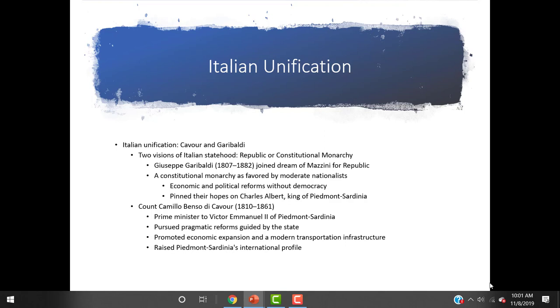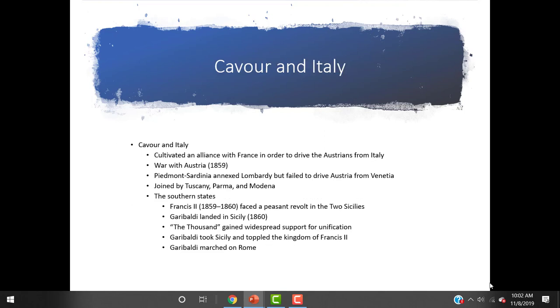Well, enter Count Camillo Benso di Cavour. He's prime minister to Victor Emmanuel II of Piedmont-Sardinia, and he pursued, I guess you'd say, pragmatic reforms guided by the state. Now, pragmatic simply means you're not held in thrall by the way we've always done it. If we can find a better way to make it work, we'll try. He promoted economic expansion and a modern transportation infrastructure, and he raised Piedmont-Sardinia's international profile.